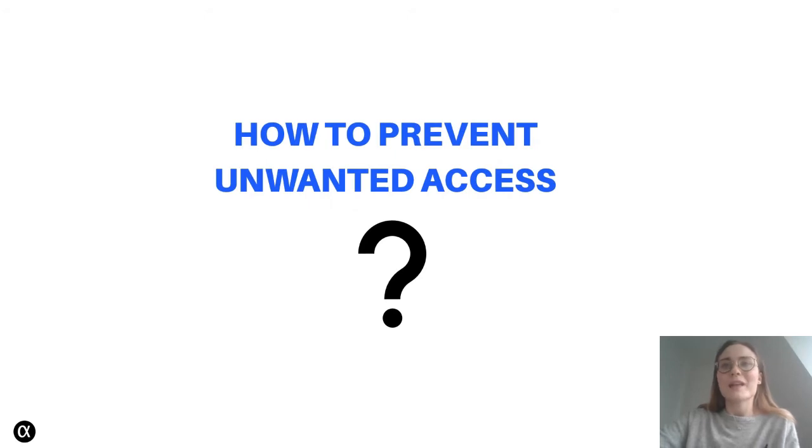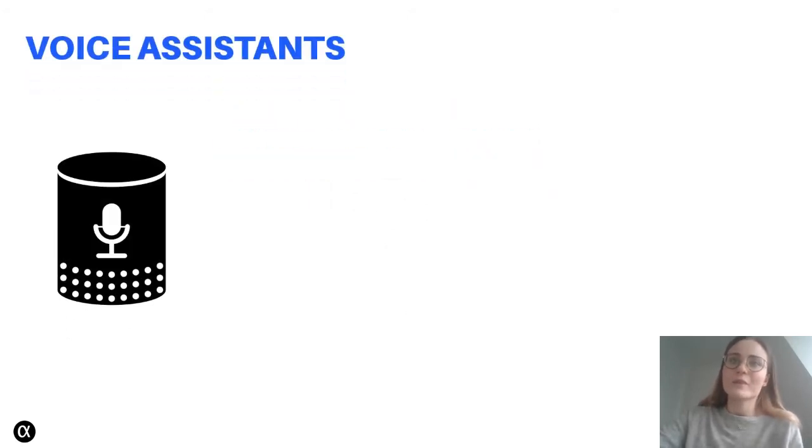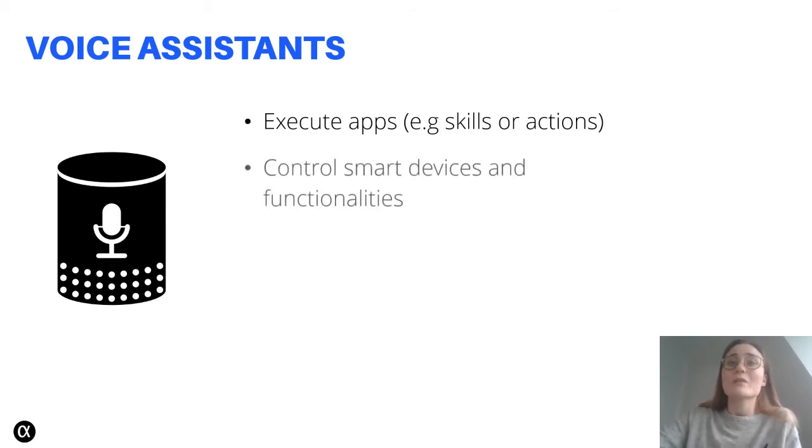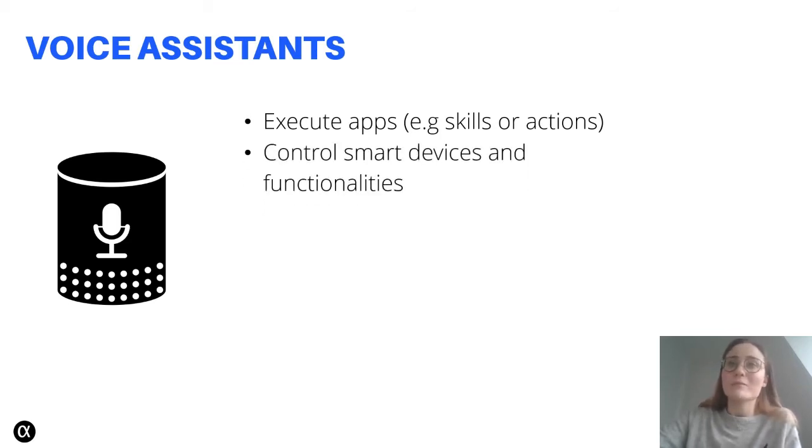So how can we restrict access to only authorized users? The first thing is to understand how voice assistants work. Voice assistants usually work with a platform with a series of third-party apps that you can call to ask for weather or play music or party games, whatever you want. But they can also control your smart home devices with many different functionalities.